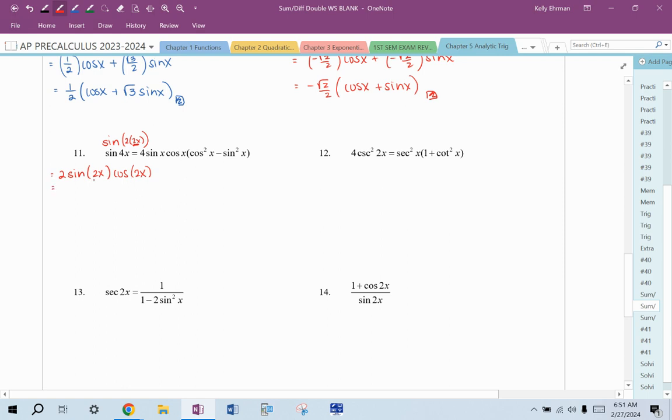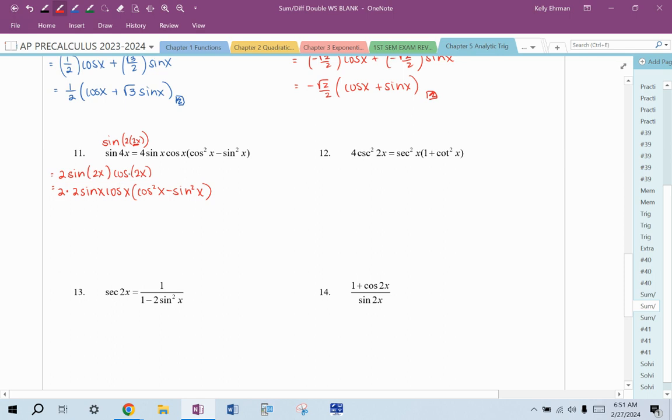Well, then we apply our double angle formula. So 2 times, what is the sine of 2x formula? It's 2 sine x cosine x. And what is the double angle formula for cosine? It's cosine squared x minus sine squared x, which I need in parentheses because you're multiplying all of this together. You're multiplying this quantity in.